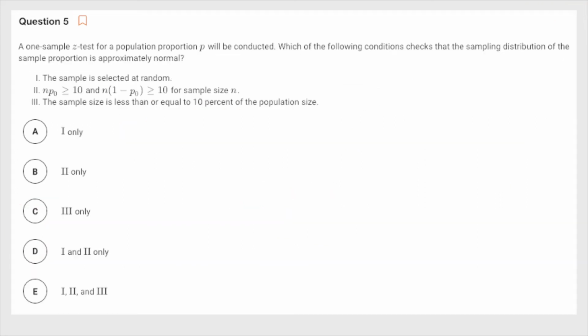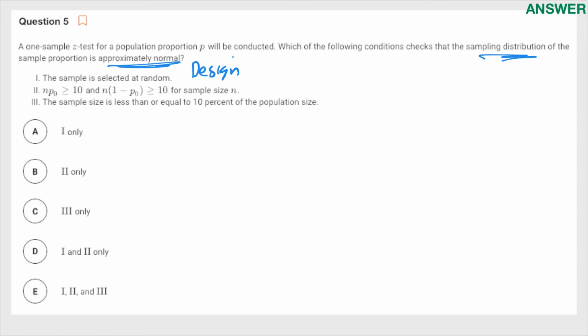Question 5 says a one-sample z-test for a population proportion will be conducted. Which of the following condition checks that the sampling distribution of the sample proportion is approximately normal? So all three of these conditions are important, but only one of them is important for proving that the sampling distribution is approximately normal. If the sample is selected at random, then we have good design, but that doesn't necessarily guarantee that the sampling distribution is approximately normal.